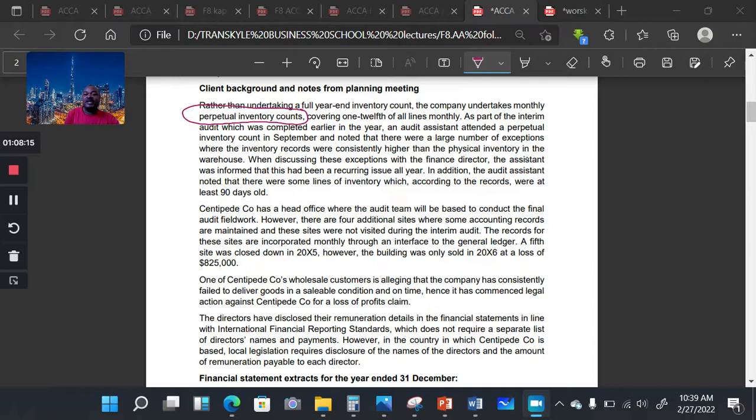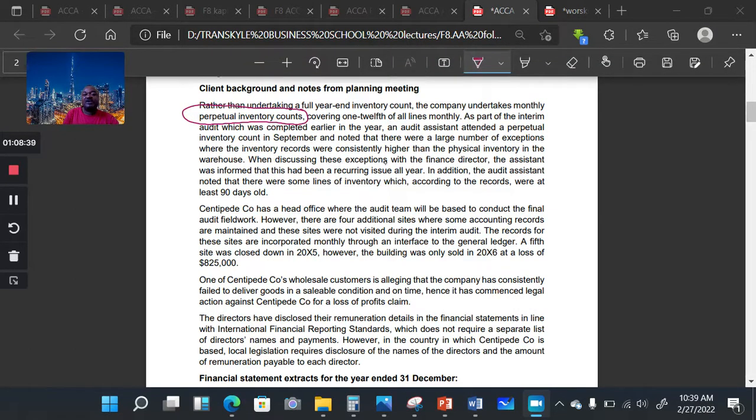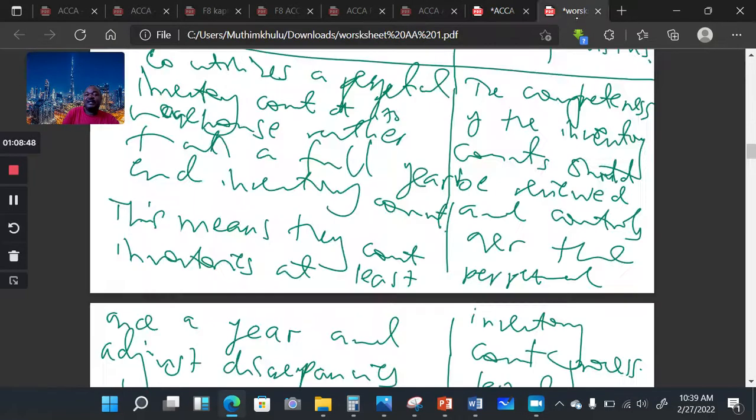Okay, so here there are so many things which have been highlighted or discussed by the examiner, but we need to fetch out the odd risks which are involved. The first issue has to do with the exceptions. There were a large number of exceptions where the inventory records were consistently higher than the physical inventory in the warehouse. You just have to tell the examiner as it is.